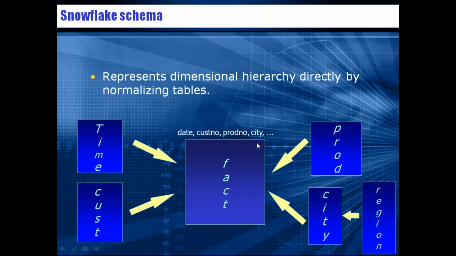You see time, customer, product, they are okay. But when I come to region, I split it into city and region. Both are related to the location dimension or region dimension, but they are split into city and region.